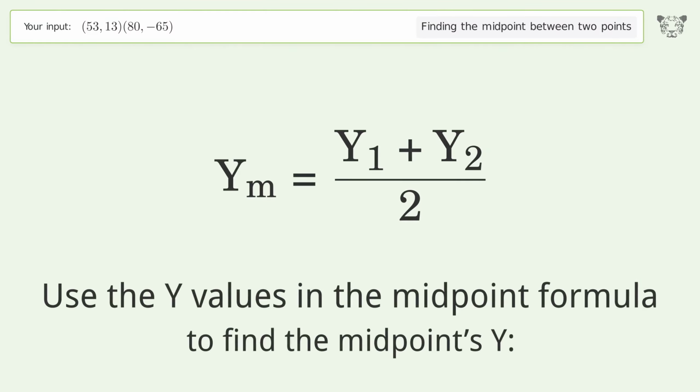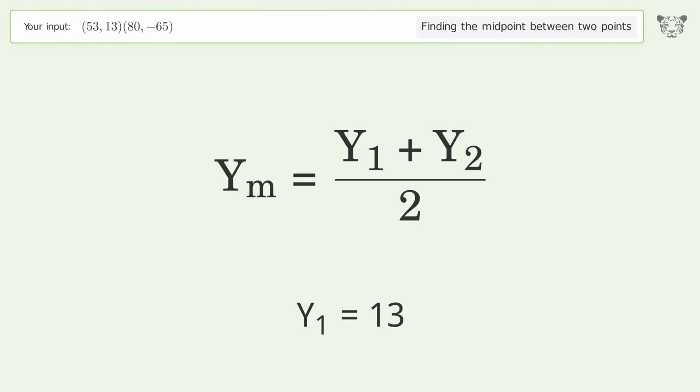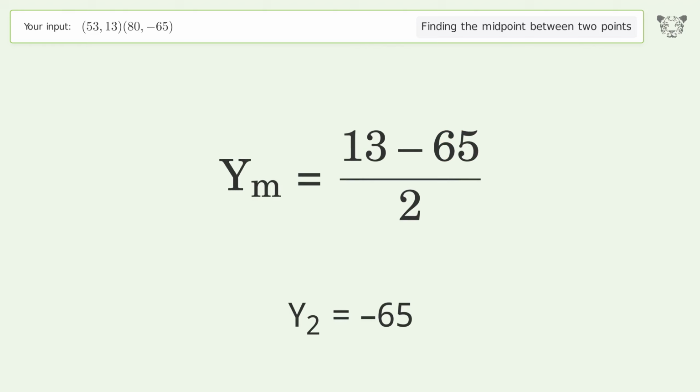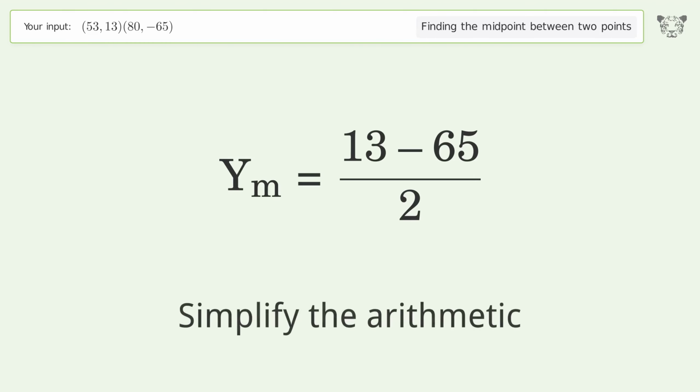Use the y values in the midpoint formula to find the midpoint's y. y1 equals 13. y2 equals negative 65. Simplify the arithmetic.